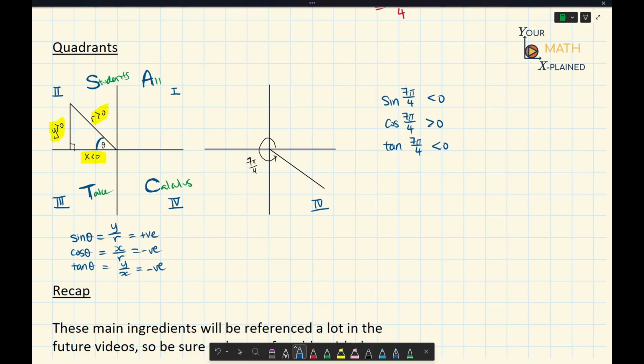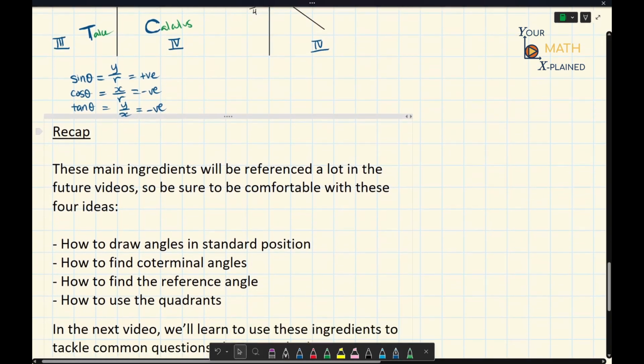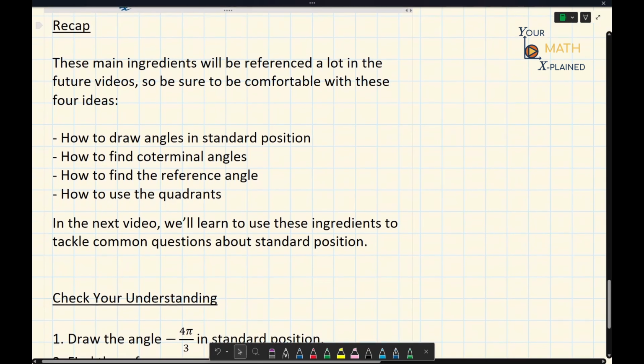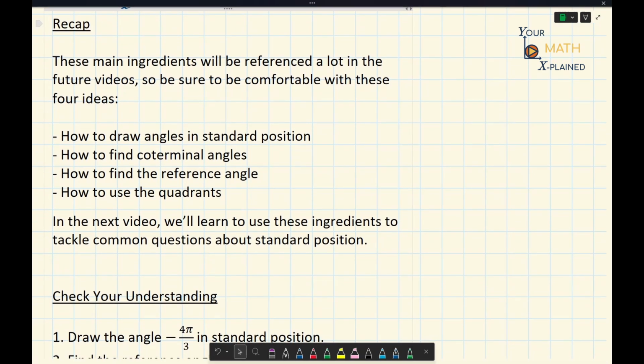but we will work towards that once we have an understanding of special triangles. And now let's go ahead and do a quick recap of everything that we covered here. We went over how to draw angles in standard position and how to find coterminal angles. We also learned how to find the reference angle, which is a very important point that we're going to be using throughout this unit. And lastly, we learned how to use the quadrants and how they affect the signage of each trig ratio. These are your basic building blocks for this trig unit. So make sure to spend some time to get comfortable with these ideas because we will be referencing them a lot in the future videos.